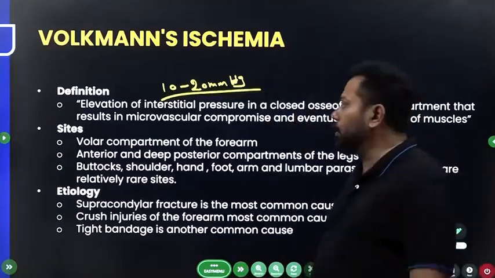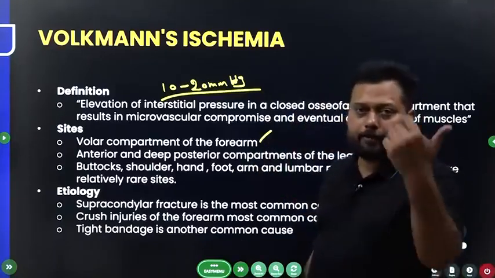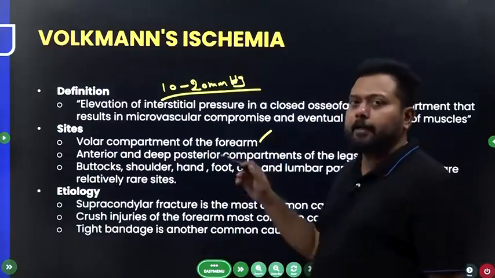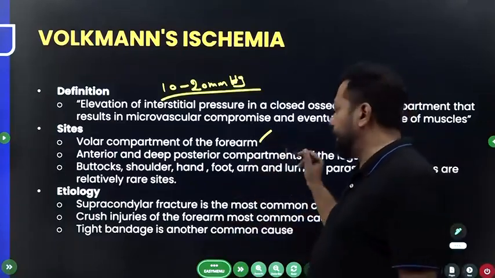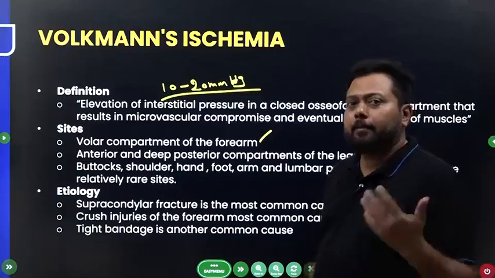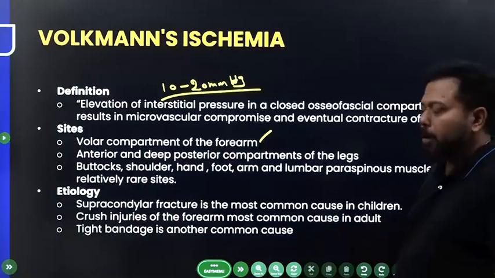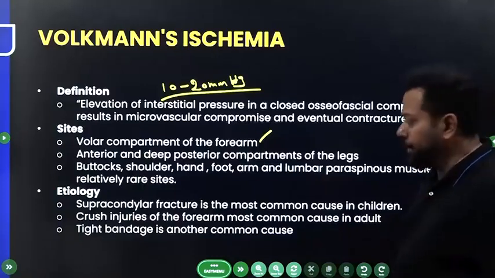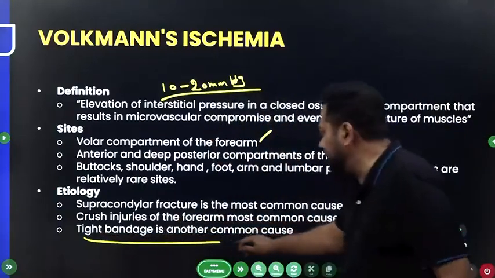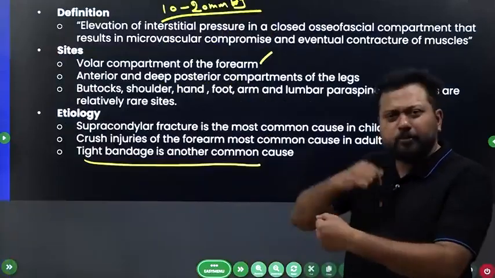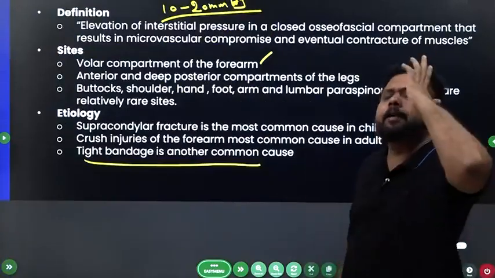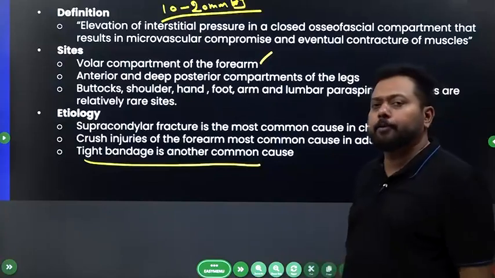Most common site is volar aspect of the forearm, flexor aspect of the forearm. Second is anterior and deep compartment of the leg. Rare sites are buttocks, shoulder, hand, foot and lumbar paraspinous muscle. Most common etiology in general is inappropriate tight bandaging. When you put an excessively tight bandage, that is the most common cause of compartment syndrome.